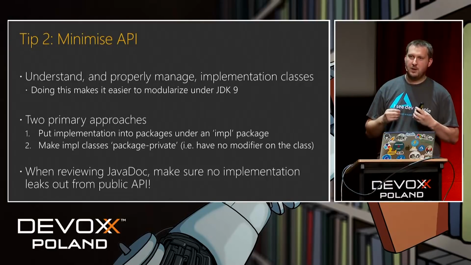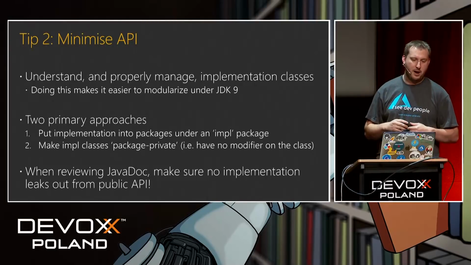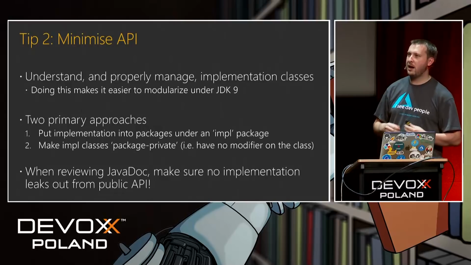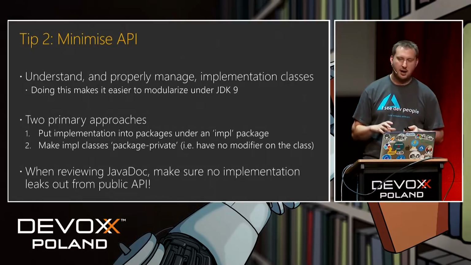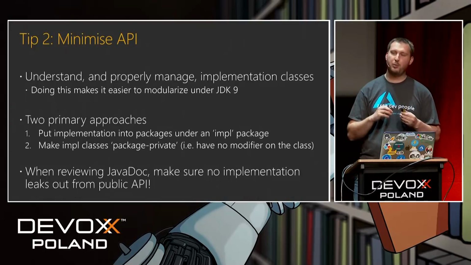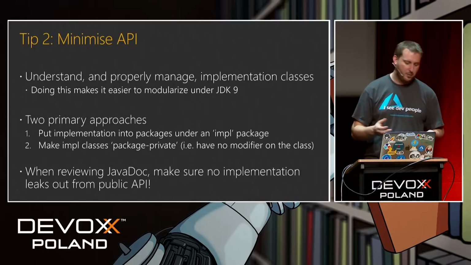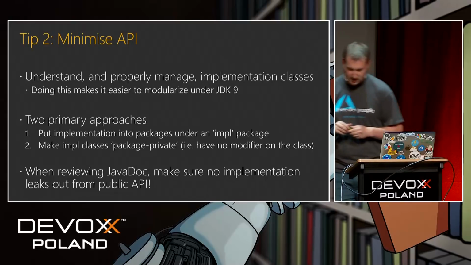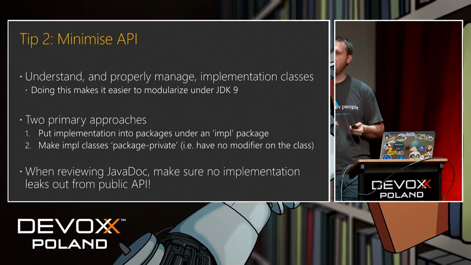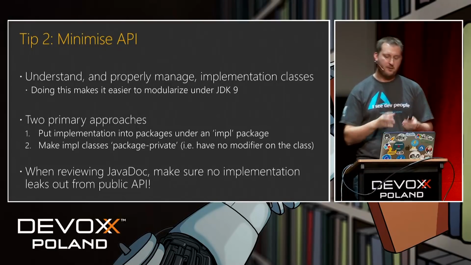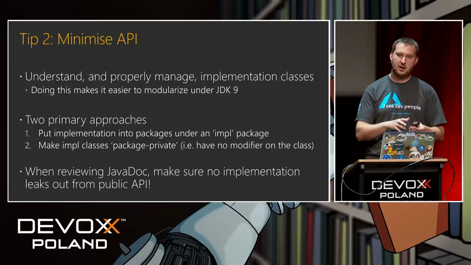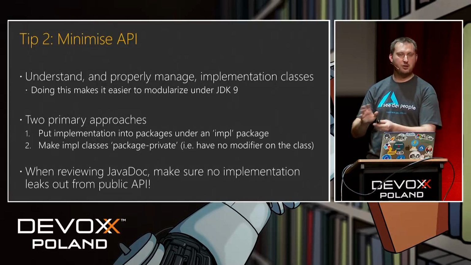And so the other thing about minimizing our API is that we should understand and properly manage our implementation classes. When I did this presentation last week, I spoke specifically about having an impl package. So if you're familiar with how we did things at Sun and Oracle, we would have a com.sun package, and that was where all of our implementation existed. And I encourage everyone to do that. Have a clear separation in packages between your API and your implementation.